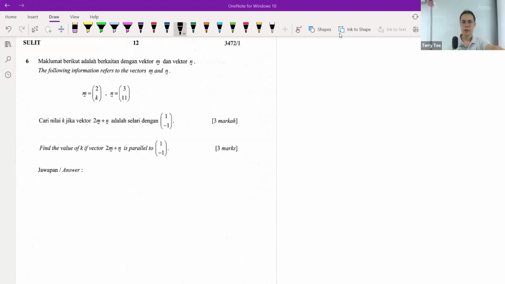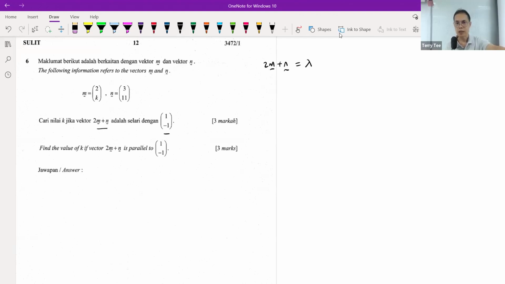Okay, question number 6. Here the following information refers to vectors m and n. Find the value of k if this vector is parallel to the other vector. When two vectors are parallel, the first vector is a multiple of the second vector. That is, the first vector, 2m plus n, is parallel, so we put lambda. You can use another symbol, but normally we just put lambda. Try not to use k because here you already have k in vector m.